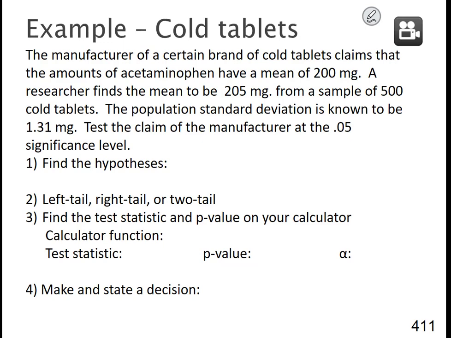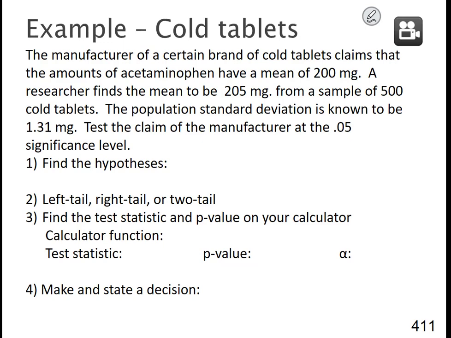The manufacturer of a certain brand of cold tablets claims that the amounts of acetaminophen, otherwise known as Tylenol, have a mean of 200 milligrams. A researcher finds the mean to be 205 milligrams from a sample of 500 cold tablets. The population standard deviation is known to be 1.31 milligrams. Test the claim of the manufacturer at the 0.05 significance level.